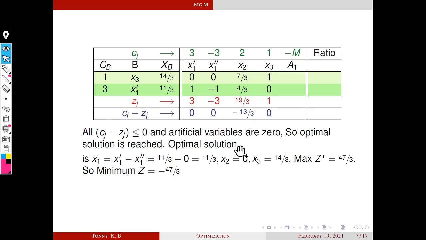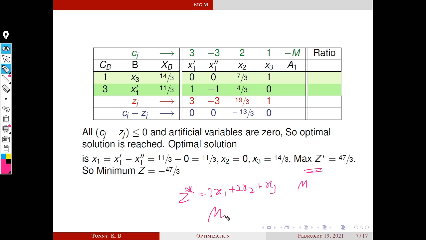What is maximum of Z star? What is our Z star? Z star is equal to 3x1 plus 2x2. This is our Z star. Okay, so maximum of Z star by plugging the values of x1, x2, x3 in this equation, we get 47 by 3. We have to find the minimum of Z. What about the minimum of Z? It is a negative of this one.